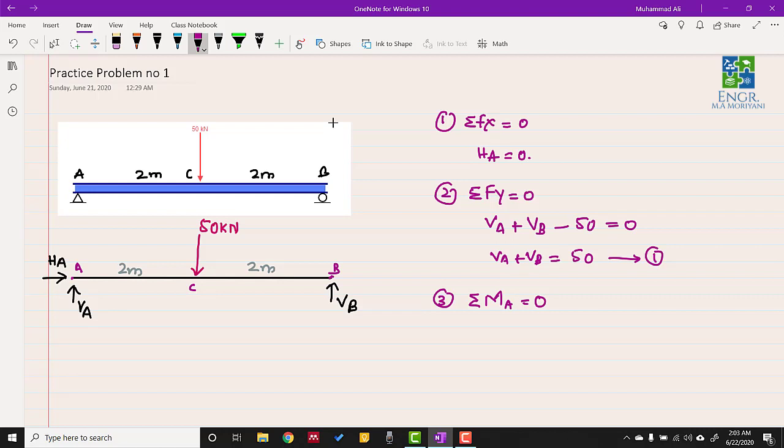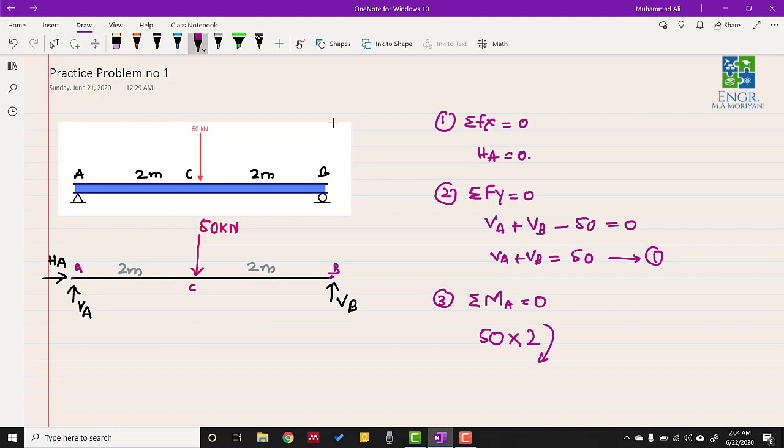However, the 50 kilonewton force and the VB force will have some moment. In order to calculate the moment generated by the 50 kilonewton and VB, we have to multiply the magnitude of these forces by the moment arm. The 50 kilonewton is at a distance of 2 meters from point A, so we multiply the magnitude of the force, 50 kilonewton, by 2 meters, which is the moment arm, the distance between the point of application of the force and the point of rotation. This will generate a clockwise moment.